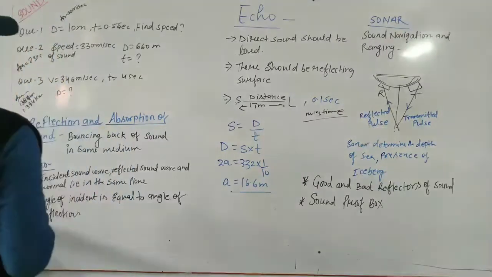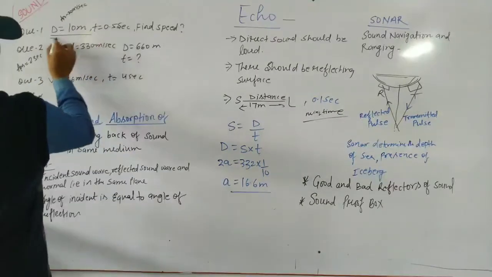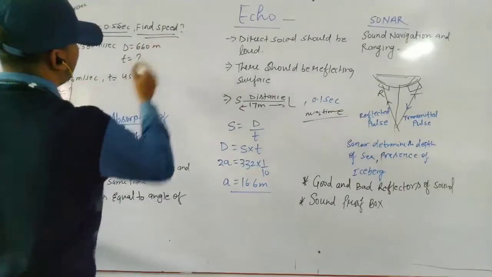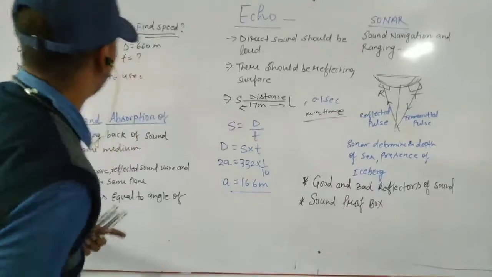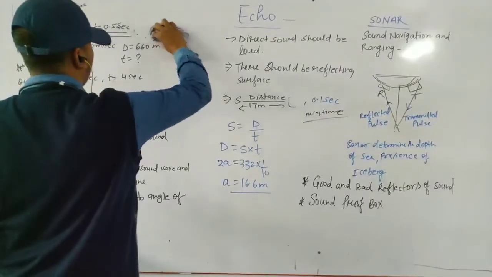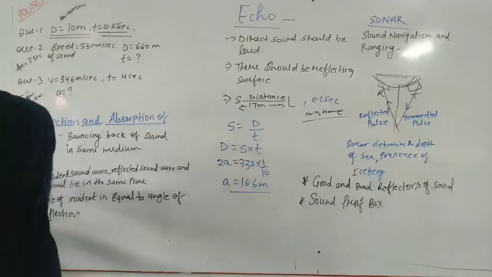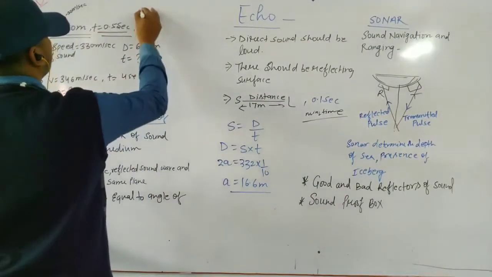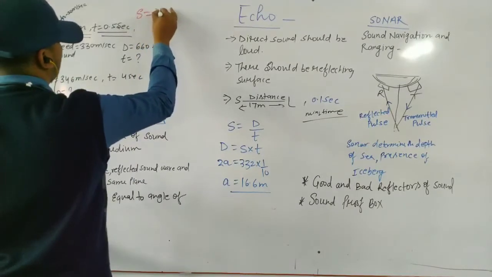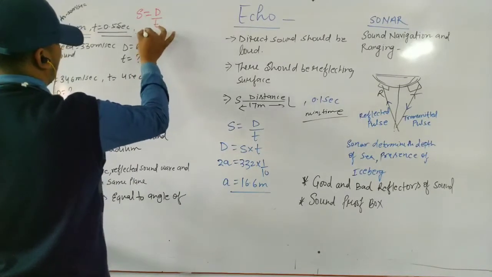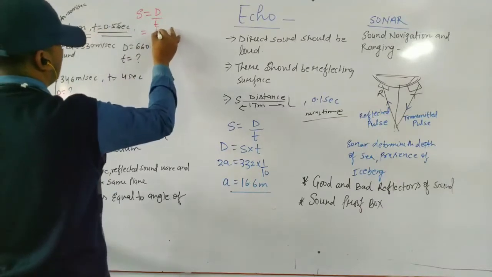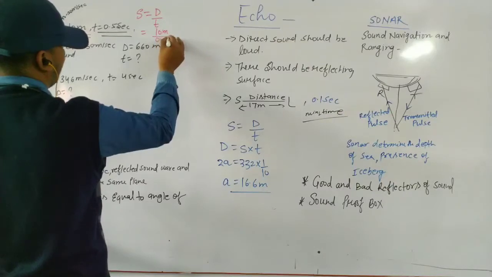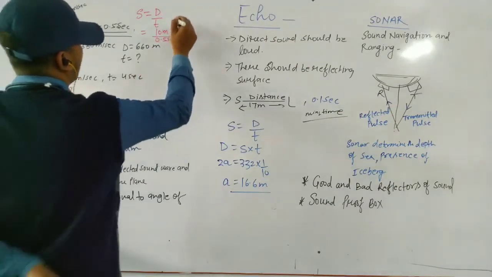A wave pulse on a string moves a distance of 10 meter in 0.5 seconds. Find the speed. What we have given: distance 10 meter, time 0.5 seconds, and what we have to find: speed. So apply the formula. What is the formula? Speed is equal to distance upon time. So what is the value of distance? 10 meter. And what is the value of time? 0.5 seconds.